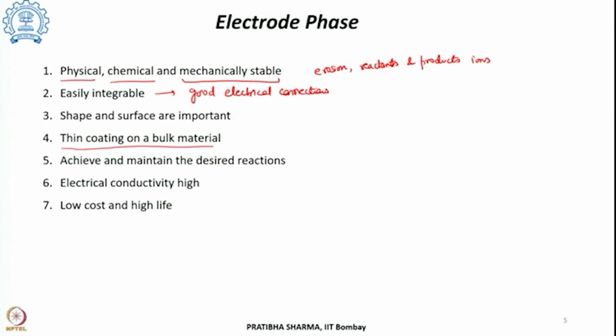The electrodes should be such that the desired reactions are achieved, desired reactions which lead to the formation of the gaseous product. Certain unwanted chemical reactions can be avoided, and these desired reactions should occur with a high rate of reaction, and as such that will define the efficiency of the process, the current density involved in the process. The electrode should have good electrical conductivity, and it should definitely have a low cost and high life.